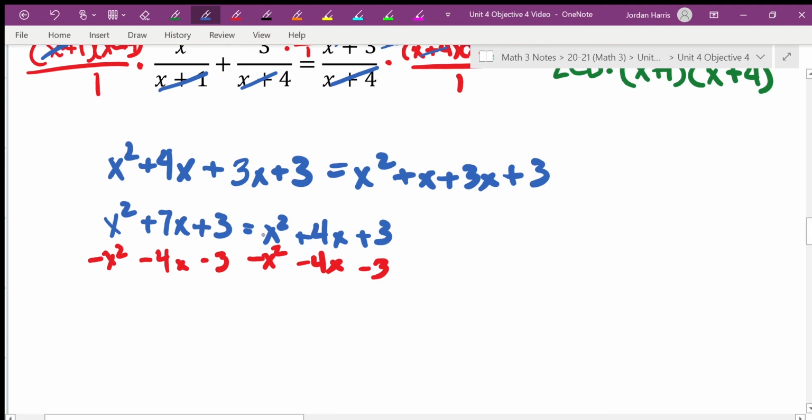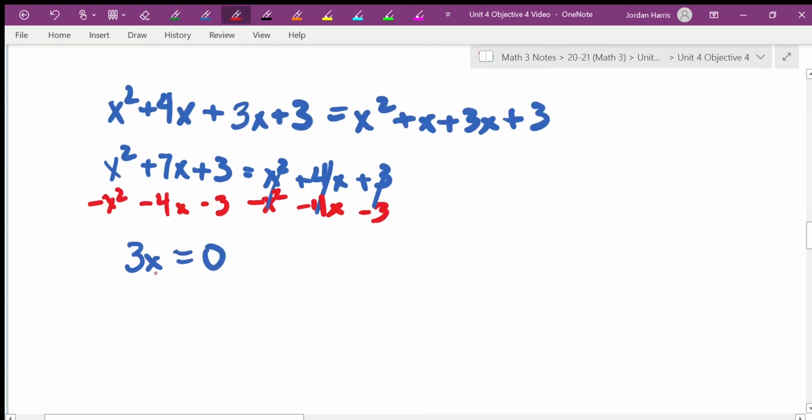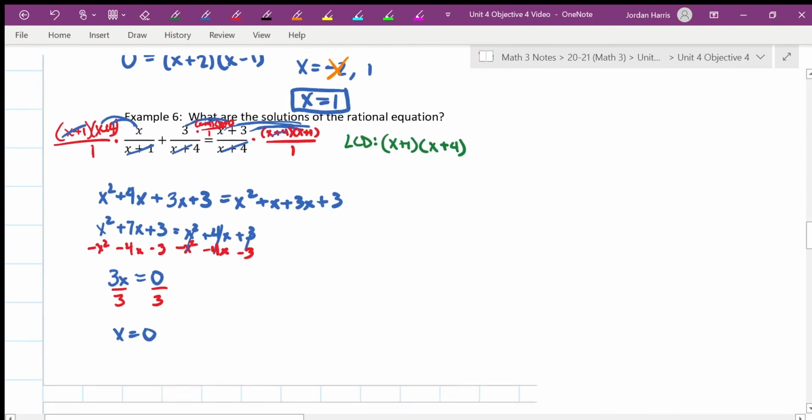So when I make everything equal to 0, this whole side goes away. So I'm left with x squared minus x squared, which is 0. 7x minus 4x, which is 3x. 3 minus 3, which is also 0. So that's all I'm left with. And so when I solve for x, 0 divided by anything is 0. So x equals 0 seems to be my solution.